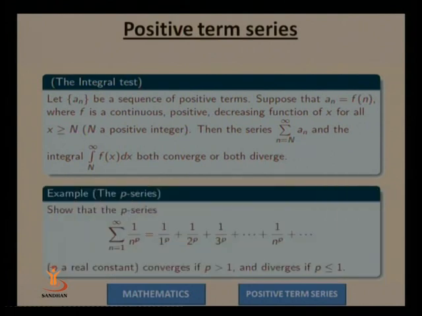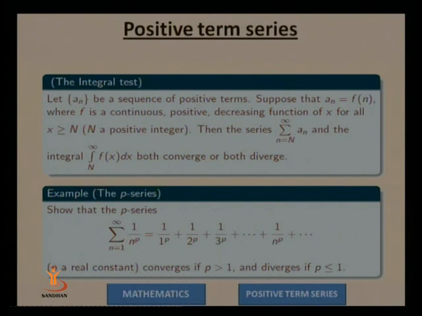Now according to the integral test, we have one well known result, that is the p-series, and that can be proved by using the integral test. The example says that the summation n equals 1 to infinity of 1/n^p, that means that series can be written as 1/1^p + 1/2^p + 1/3^p + ... + 1/n^p + ... and so on, where p is any real constant. Now the p-series converges if the value of p is greater than 1, and diverges if p is less than or equal to 1.